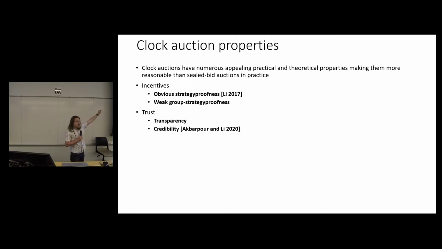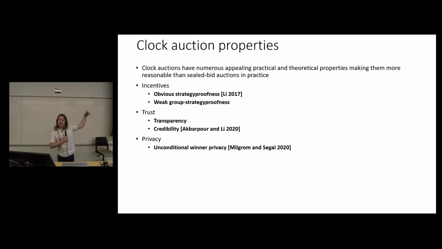We also don't have trust issues anymore. The pricing scheme is totally transparent. They see their asking price in every round. And clock auctions are credible, which loosely means that the auctioneer has no incentive to deviate from the stated rules of the auction in order to gain more revenue. And finally, they offer privacy, particularly to the winners. They never reveal their true value to the auctioneer. They reveal the minimum amount of information they would need to in order to certify that they should win.